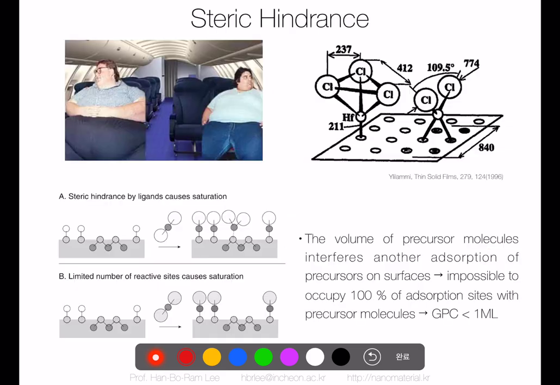Why? So this is one good explanation: steric hindrance. So probably you have some experience. You just sit in the airplane and then your next seat is occupied by a really big, huge, large-volume person. So it is really difficult to sit in your chair. So that is the steric hindrance.